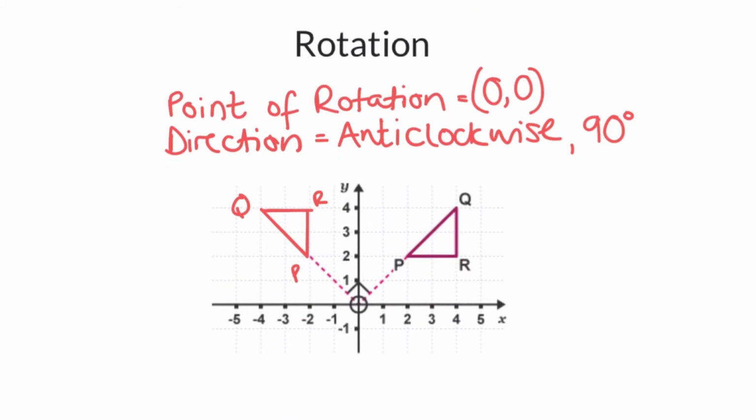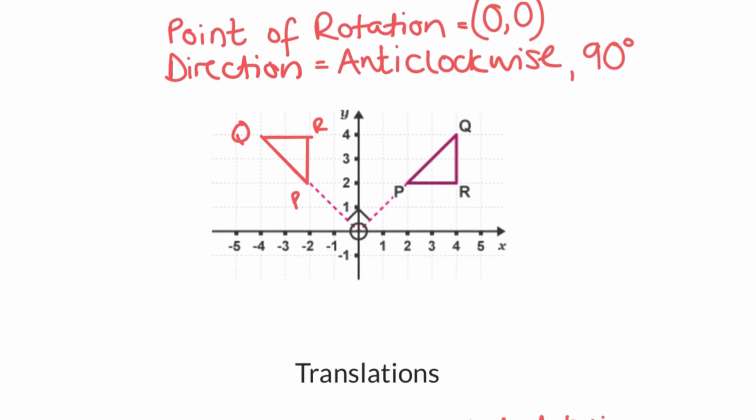If a shape has been rotated, it's been moved in relation to a point described as the point of rotation. You might be asked to describe how many degrees the shape has been rotated and in which direction. The shape stays exactly the same size, it's just been moved.